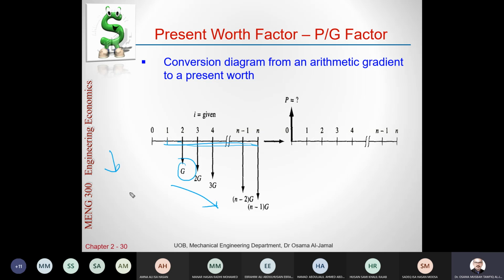Downward, negative, increasing, positive. We find P two to the left of the first gradient. We have here 0G. Anything multiplied by 0 is 0, that's why we're not going to consider it. Notice if you load that line, we're going to have it here with the first one at this point. So that is the base annuity, and what we have in here is the gradient, to find this P.